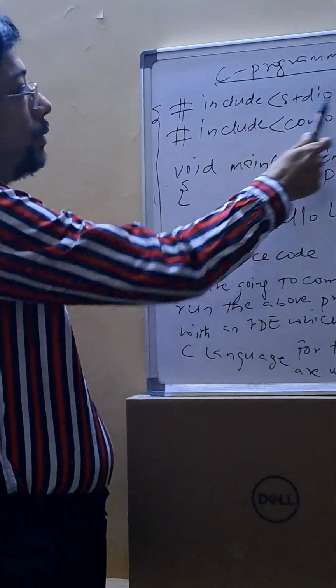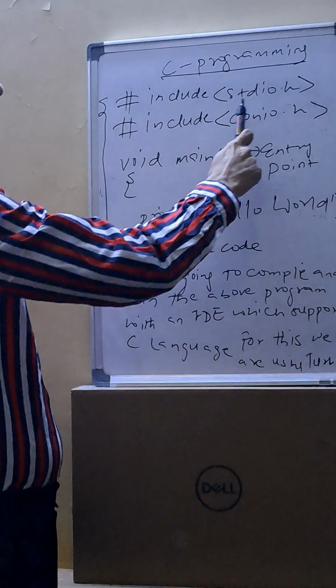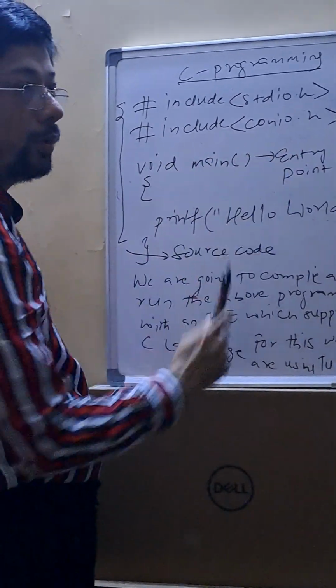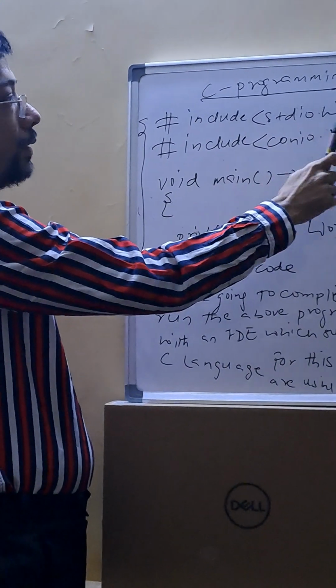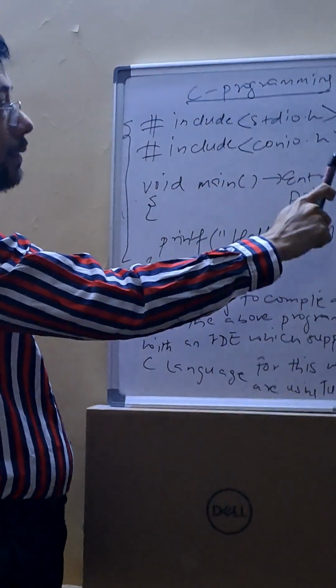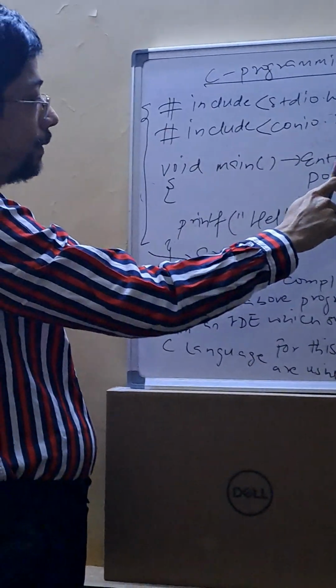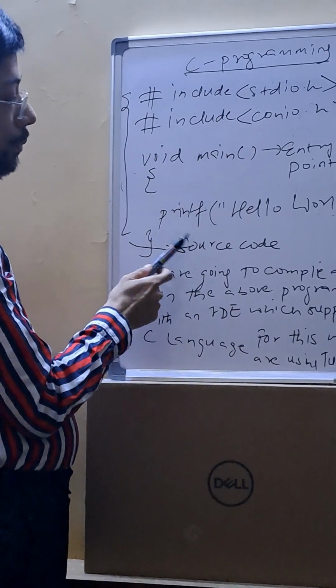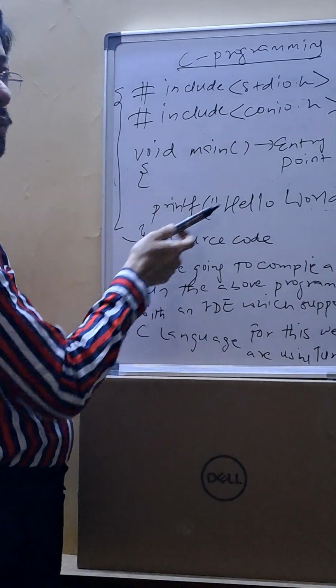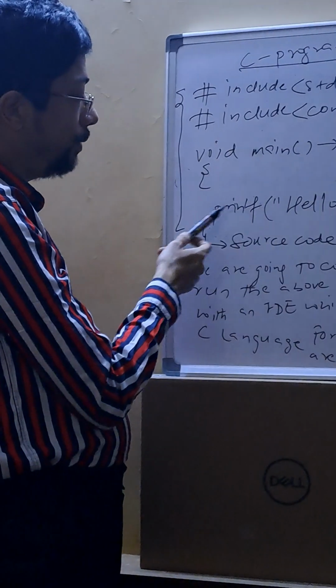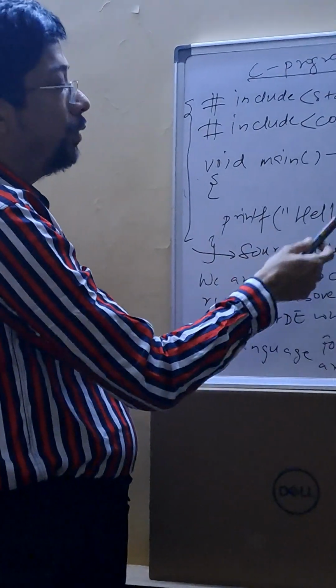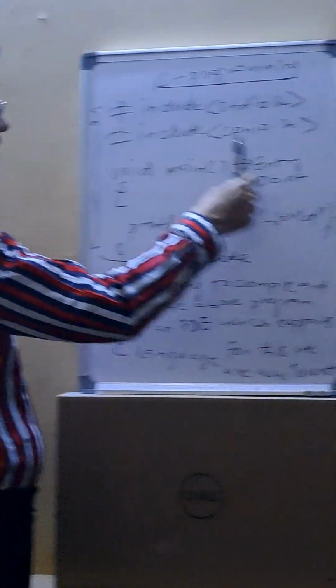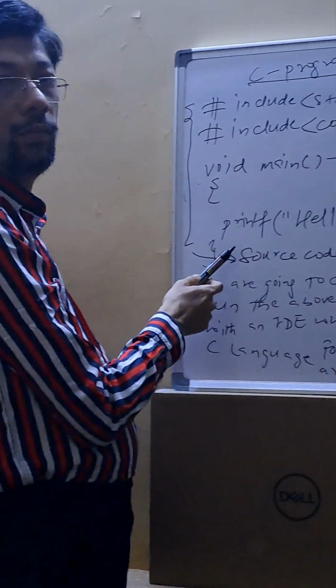So what does hash include do? #include <stdio.h>, #include <conio.h>. stdio.h stands for standard input output header, and conio.h for console input output header. Then there is a main function. Inside the main function, I am passing a message, hello world, which is going to be printed on the console with the help of a printf statement. For printing a statement in C language, we take the help of the printf statement.